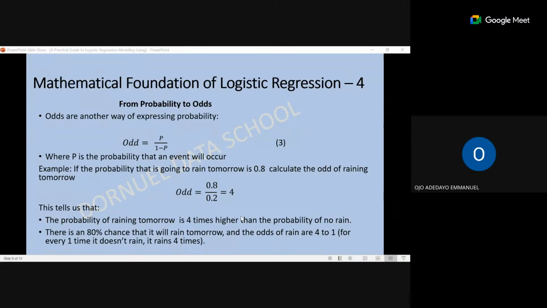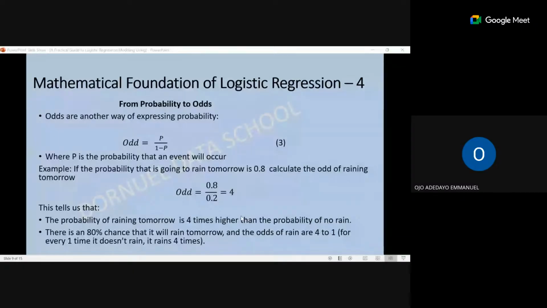Now, you can model and check the odd that they are going to win. So to check the odd now, it's going to be what? 70%, 0.7 divided by what? 1 minus 0.7, which is going to give you 0.7 divided by 0.3. By the time you do that, you are going to get the odd of winning.